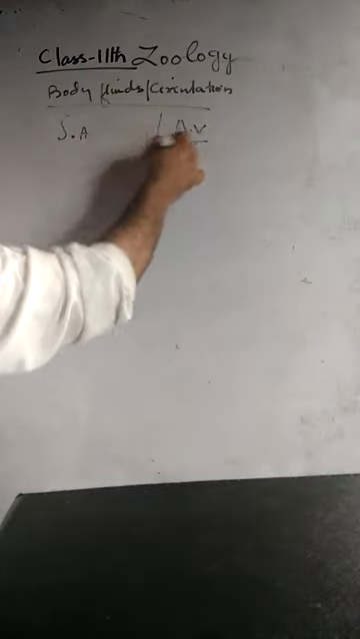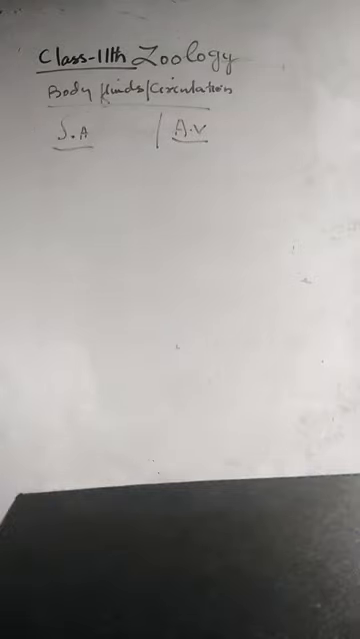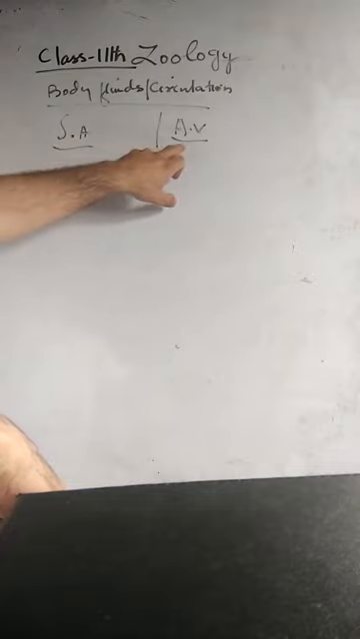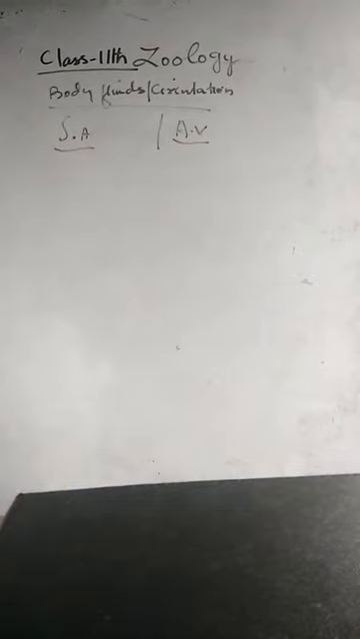We already saw that the heart of human beings and other vertebrates is of myogenic type, where there is a pacemaker, and that pacemaker has two subcenters. Those two subcenters are the sinoauricular node and the auriculoventricular node. These act as pacemakers.